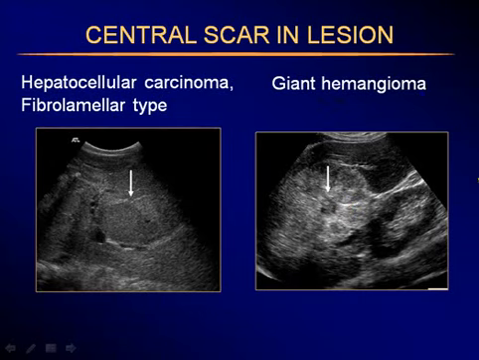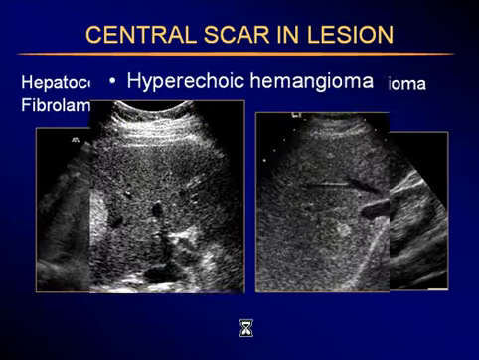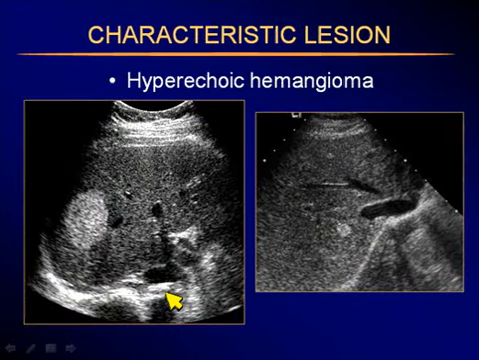So you see, even that central scar is not characteristic enough to be 100% diagnostic. We also have lesions in the liver that are homogeneous and hyperechoic, and most of the time they are hemangiomas. Both of these are, but we have to be very careful. There are other lesions that can look exactly like this that are not hemangiomas.